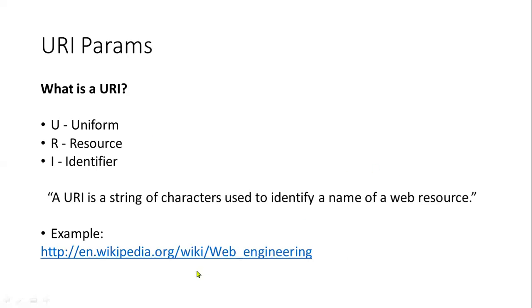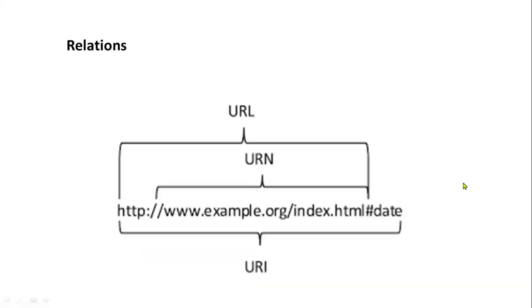So this is the example which we can pass by slash using path variable. So we're going to the next slide. So here we are seeing URL, URN, URI, right?